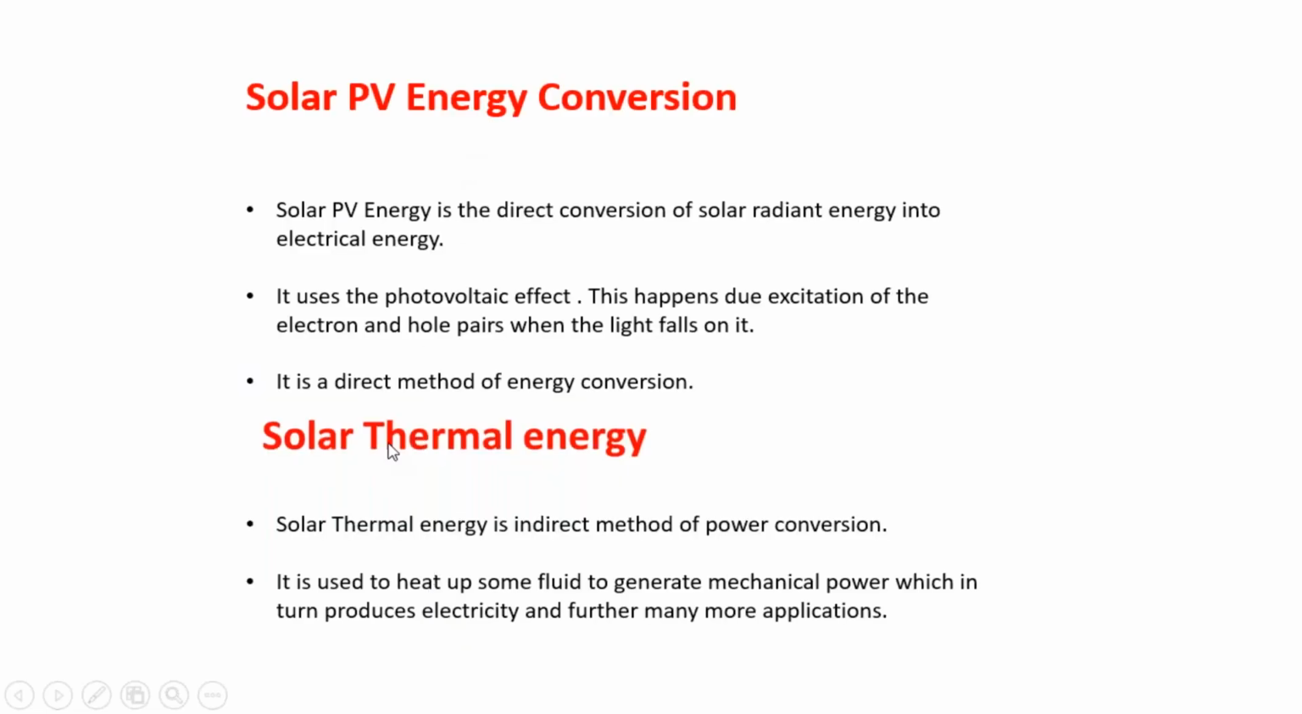As I've already told, the PV energy conversion method is a direct method for converting solar energy into electrical energy. However, solar thermal energy is an indirect method of power conversion or any type of energy utilization. Now I'm going to the next.